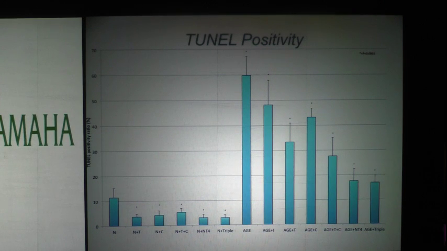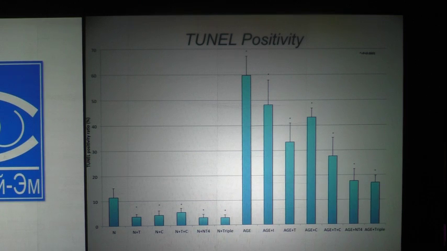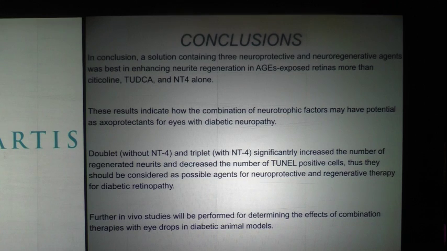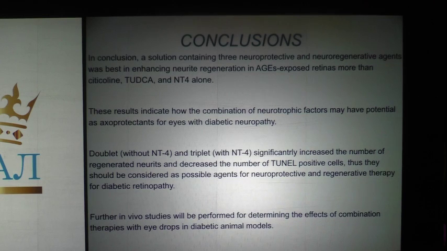Considering the TUNEL positivity, it was also found that all factors decreased the number of TUNEL positive cells, but the most significant decrease was observed in the groups of neurotrophin 4, triplet and duplet. In conclusion, the solution containing three neuroprotective agents was the best in enhancing neurite regeneration, more than citicoline and TUDCA and neurotrophin 4 alone.